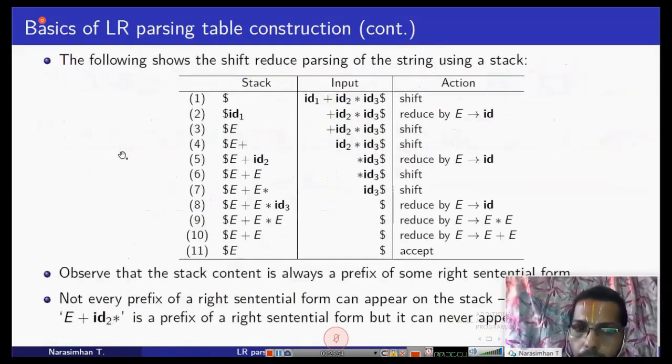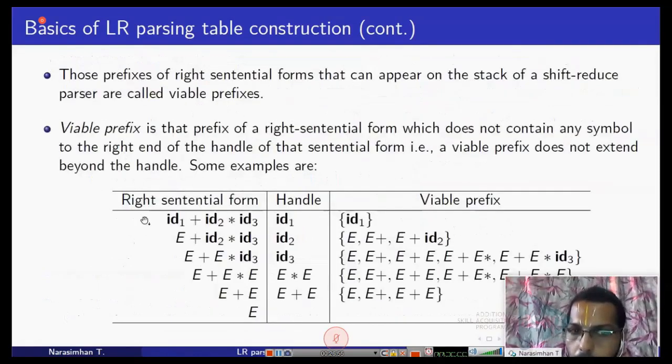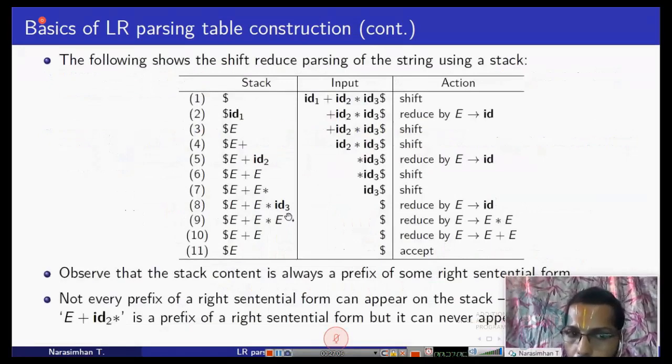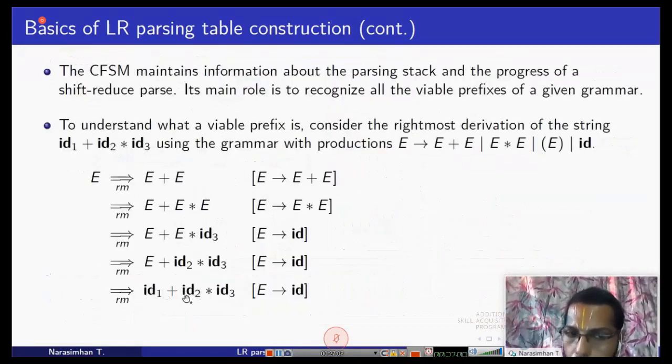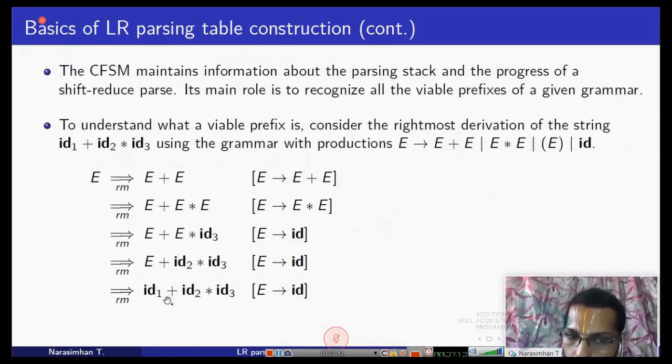Let me do that. So which is the first right sentential form? ID1 plus ID2 star ID3. In that right sentential form, which is the handle? ID1, right? Remember, this is the right sentential form. If you move upwards from this step to this step, what did you do?